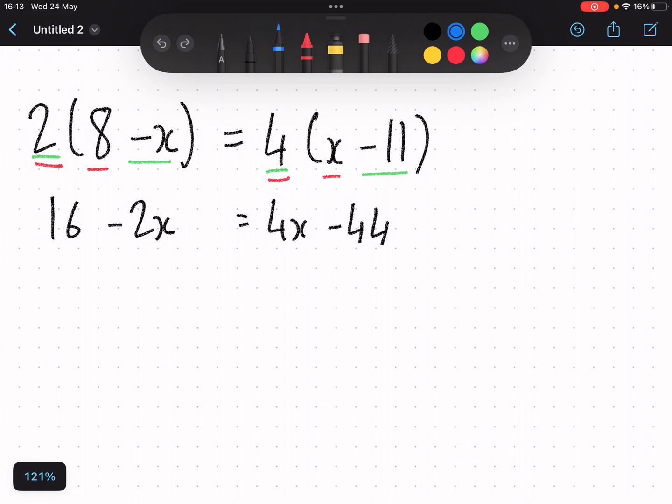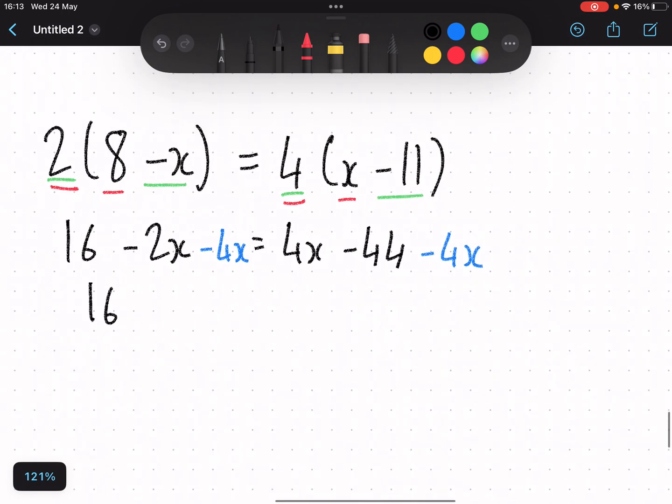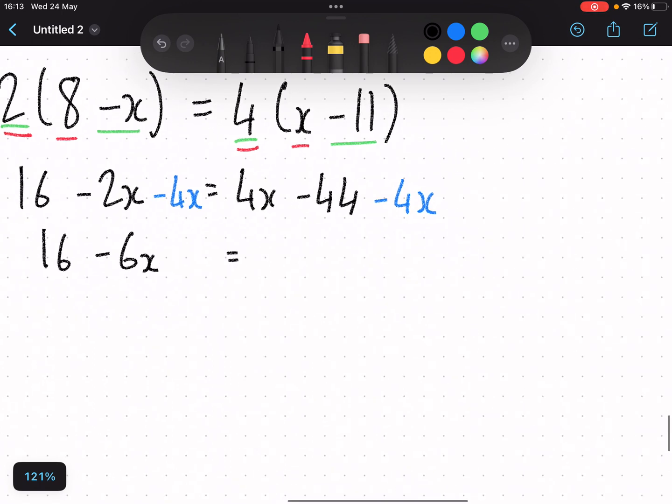So I'm going to subtract 4x from the right-hand side to get rid of the 4x on the right-hand side. If I subtract 4x from the right-hand side, I need to do the same thing to the left-hand side. So on the left-hand side, I've got 16 minus 2x minus 4x. So minus 2 take away 4 is minus 6. So that is minus 6x. Leave a bit of space before my equals. 4x minus 4x is 0. That's why I did this, to eliminate that 4x. So I'm just left with minus 44 on the right-hand side.